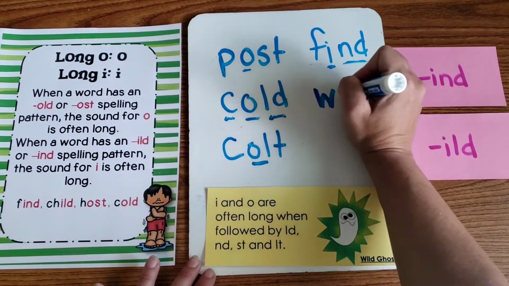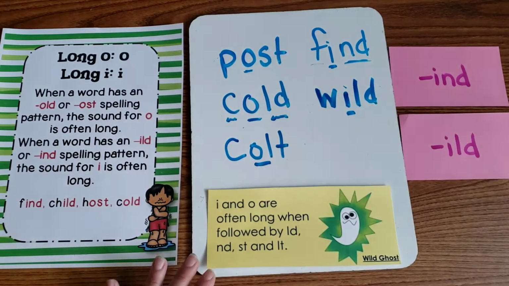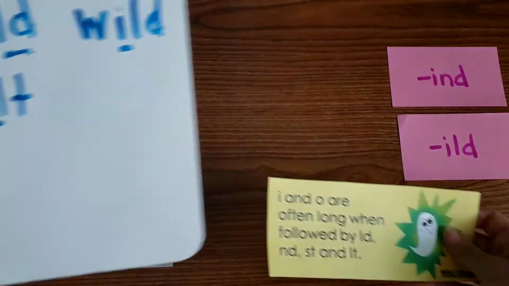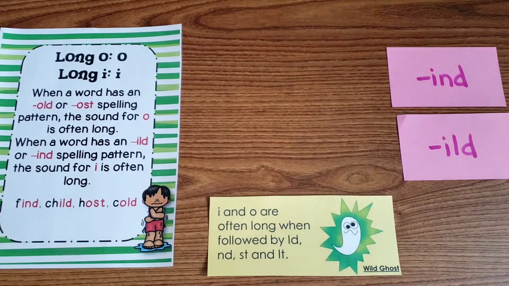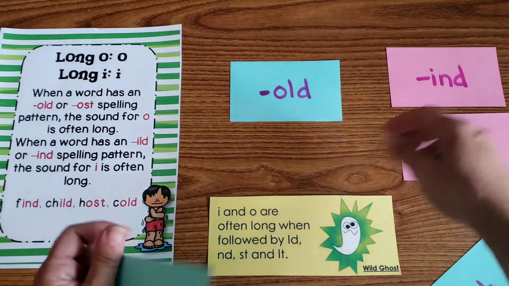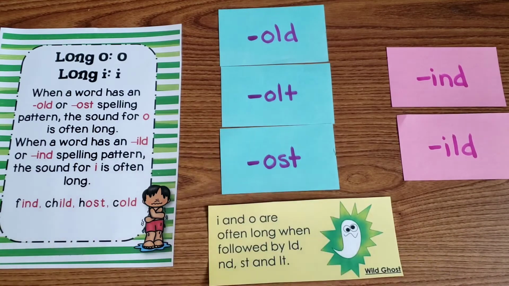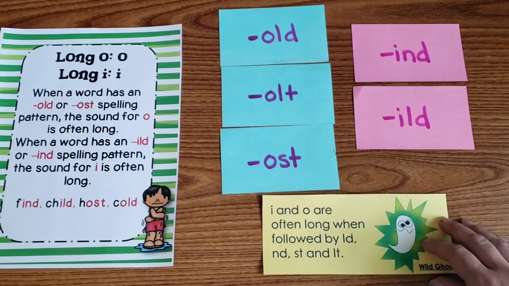Okay, and the other exception for a long I is ILD, wild, ild. So we have wild. Our vowel is the I in the middle. It's closed in on both sides by consonants, so it should have a short vowel sound, right? Nope, it's a rule breaker, right? These are our closed syllable exceptions. So I and O are the only ones that have closed syllable exceptions. And it's when it's followed by OLD, OLT, OST. Those all say long O. IND and ILD say long I.